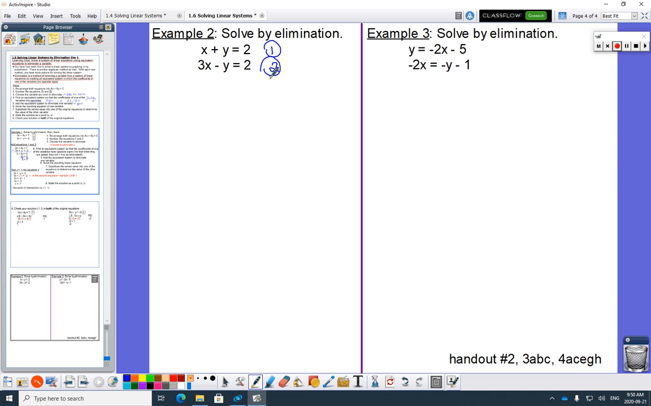Which variable should I eliminate? Yes, y. We are trying to eliminate it and make it equal to 0. So check. If I do x plus 3x, what do you get? Right, that's not 0, right? If I do plus y minus y, what do you get? 0. Okay?